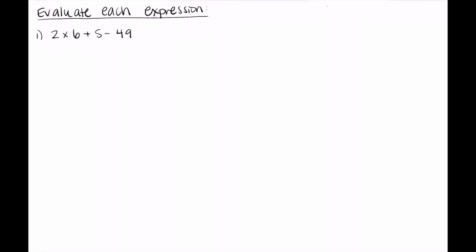The directions just say to evaluate each expression, and for number 1, we have 2 times 6 plus 5 minus 49. So this is going to look just like a basic PEMDAS equation. We're going to do this to start off. We are going to start with multiplying here. 2 times 6 gives us 12. We'll rewrite the rest of the equation. So it'll be 12 plus 5 minus 49. 12 plus 5 we know gives us 17. And now we have 17 minus 49.